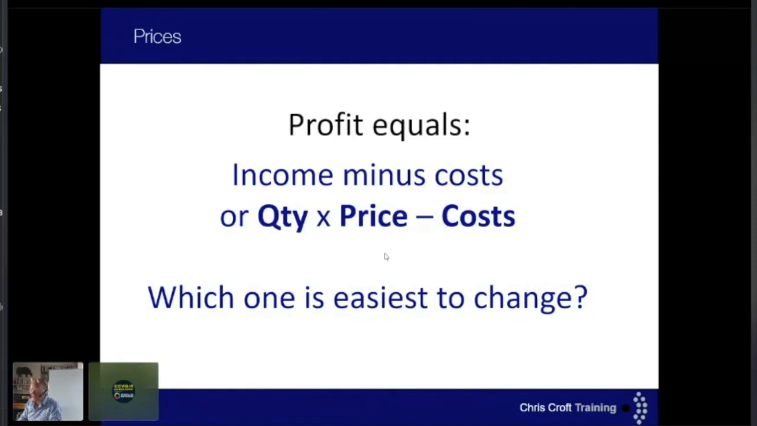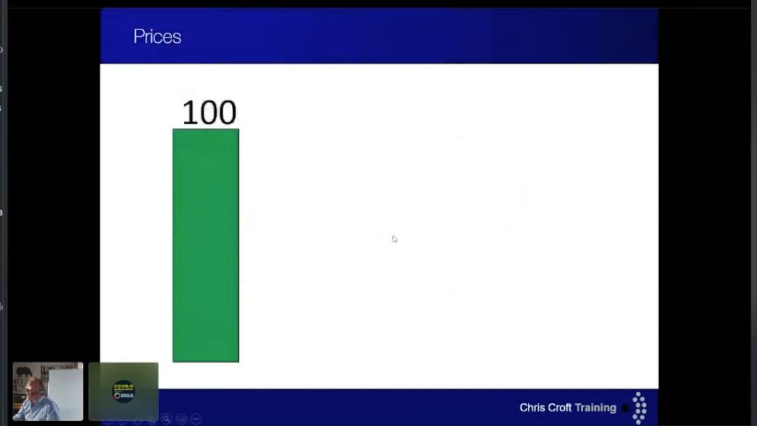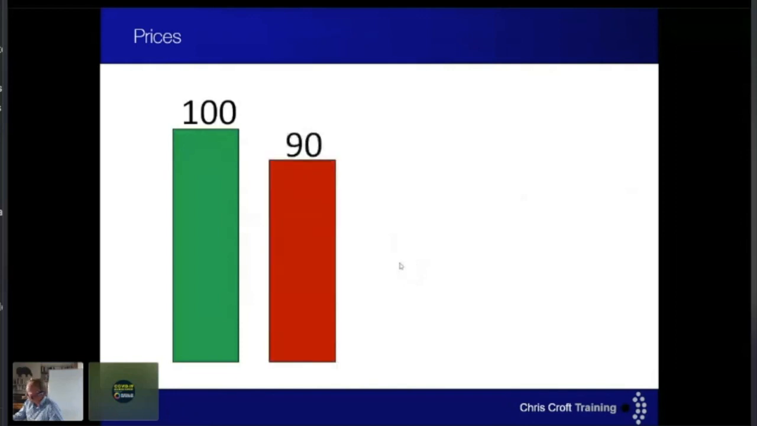So price is absolutely vital to get right. And that's what we're going to explore in this talk. So let's just imagine now that you are selling £100,000 worth. Let's say this is thousands of dollars, pounds, whatever it might be. And let's suppose that your costs are 90. So how much is your profit? Well, your profit is 10. You're making 10% profit there, aren't you?